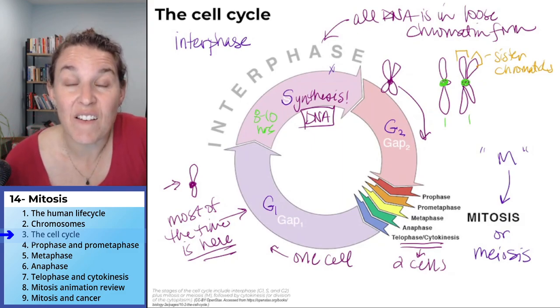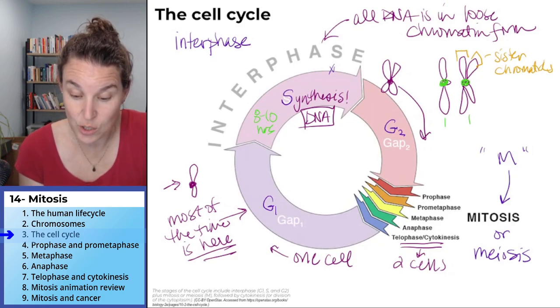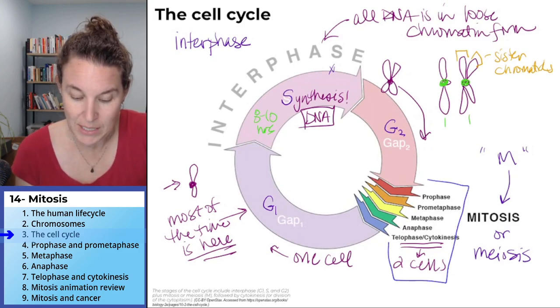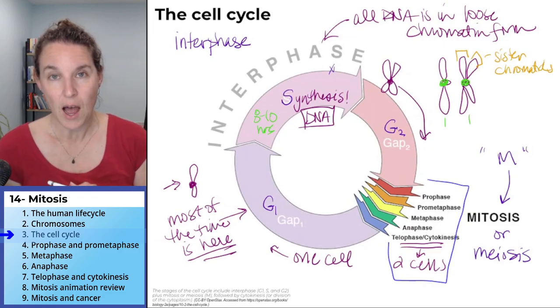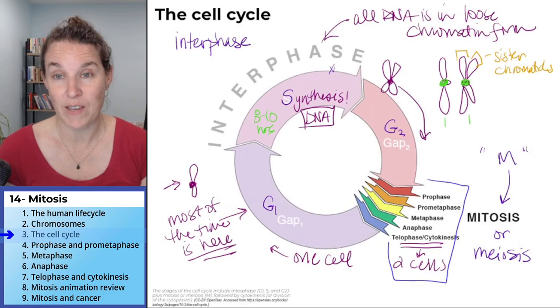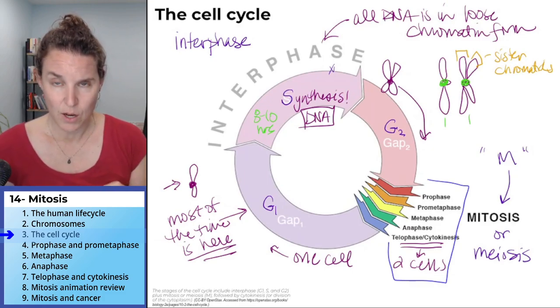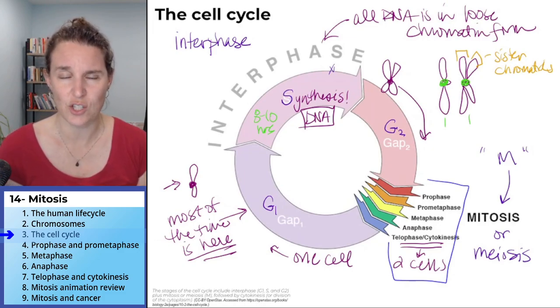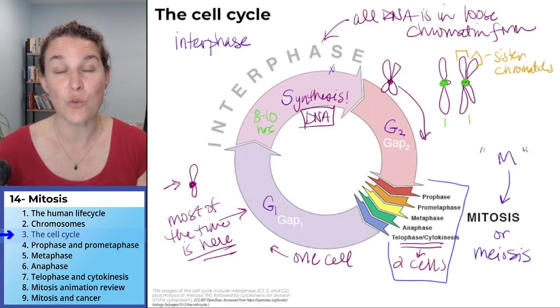That's the end of interphase. When we get to the end of G2, we head into mitosis. Mitosis has, I don't like it, I always learned it that it has four phases, but they've started adding a fifth one. And that's cool. We're going to go through each one of the phases of mitosis.